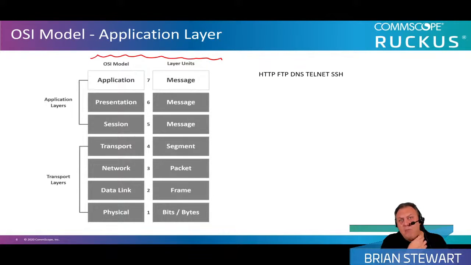So when you open up your web browser and you type in www.comscope.com, that is creating an HTTP request. So your web browser is talking to the application layer.